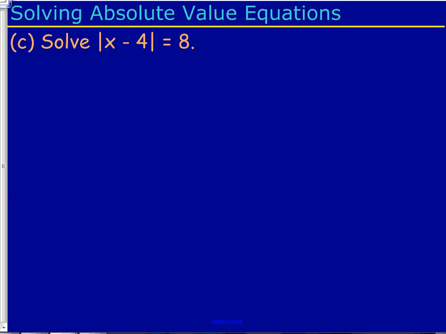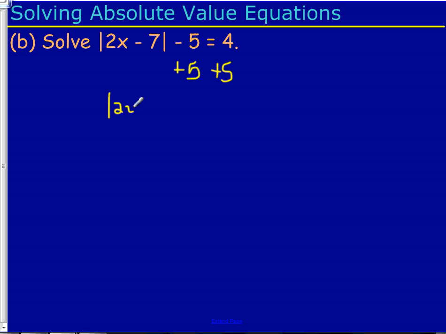All right. Now absolute values work a lot like parentheses. So you always want to solve what's in there first before you start switching things around. So for example, if I have this particular problem, what I'm actually going to want to do is move this 5 over prior to solving my equation. So I would have the absolute value of 2x minus 7 equals 9.